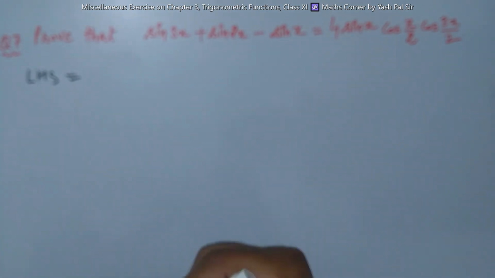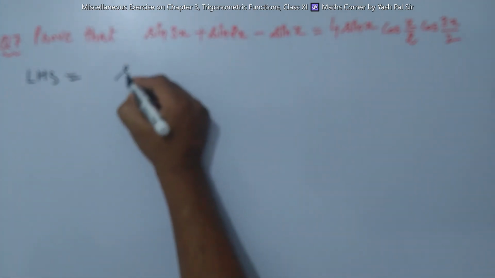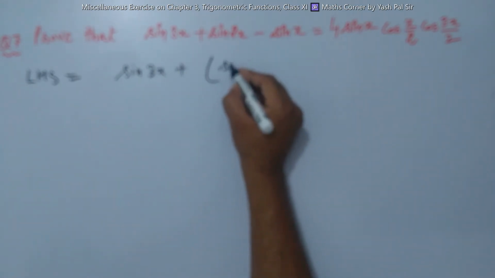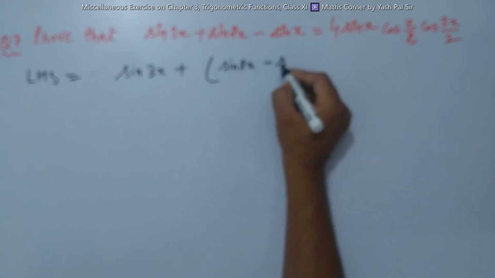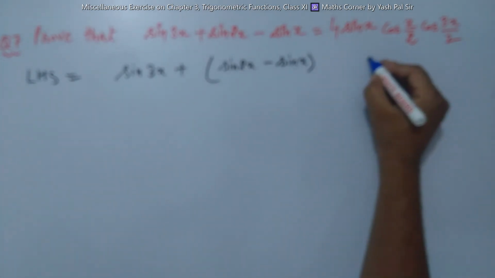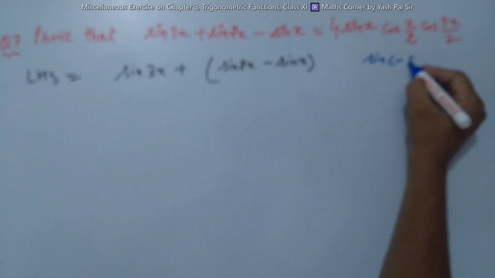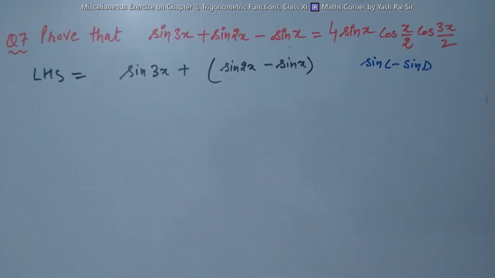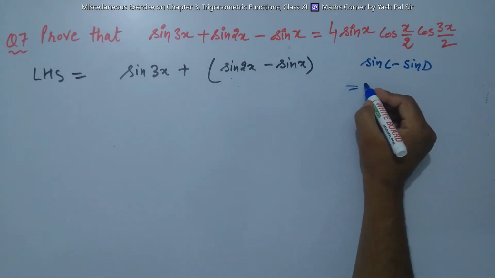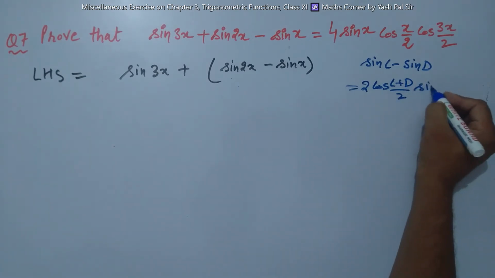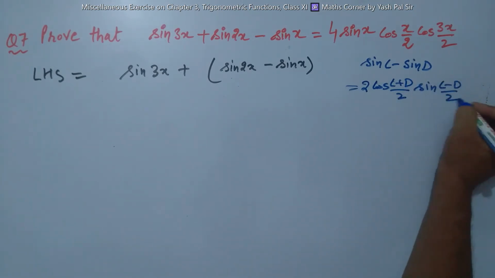How can we make the pairs now? We can take the second terms, sine of 3x plus, making this pair now, sine of 2x minus sine of x. So here what we do, we know the rule sin C minus sin D, this is equal to 2 cos (C plus D)/2 into sin (C minus D)/2.